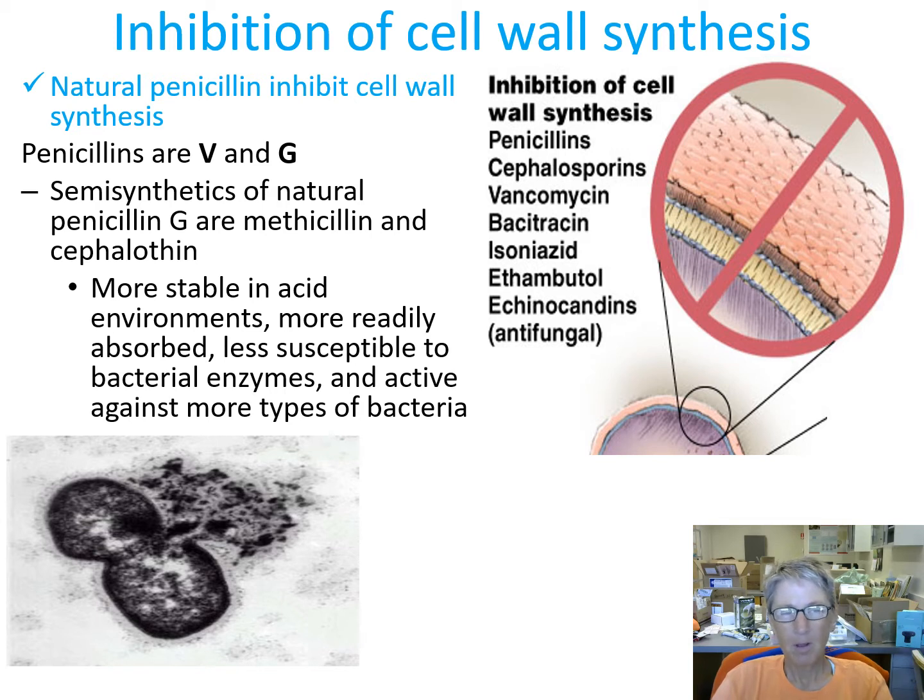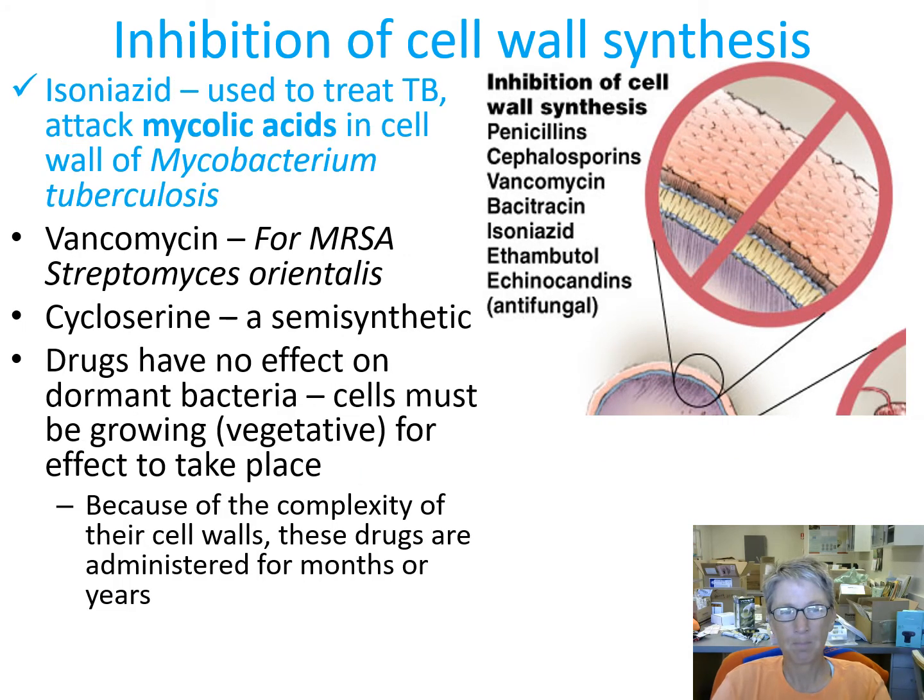There's different kinds of penicillins, V and G, but natural penicillin can inhibit the cell wall synthesis. So penicillin is very important. Now you know how penicillin works. There's another drug, isoniazid, used to treat tuberculosis or TB.